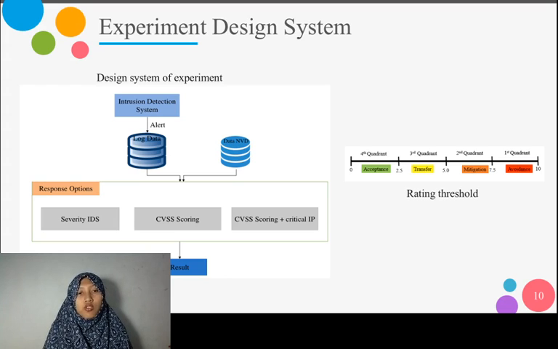For the response comparison, we use 3 strategies. They are based on the IDS severity from the system, second based on the CVSS base metric scoring, and the last also uses CVSS-based scoring metric, but we add critical IP as a new parameter. And the rating threshold here is used as a division of the score scale to determine the response.